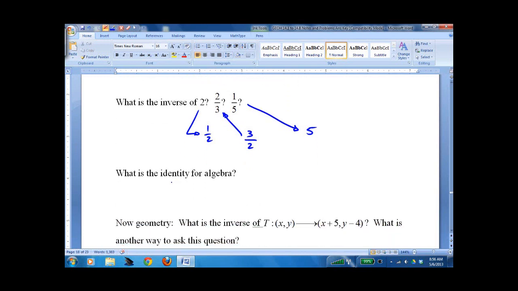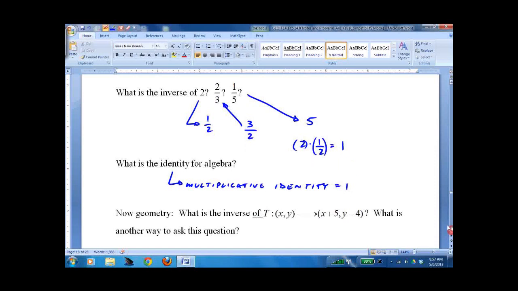The identity, again, multiplicative identity is 1. And another way to ask that question is 2 times 1 half, the original number, times its inverse equals 1. Another way to state it, I should say.